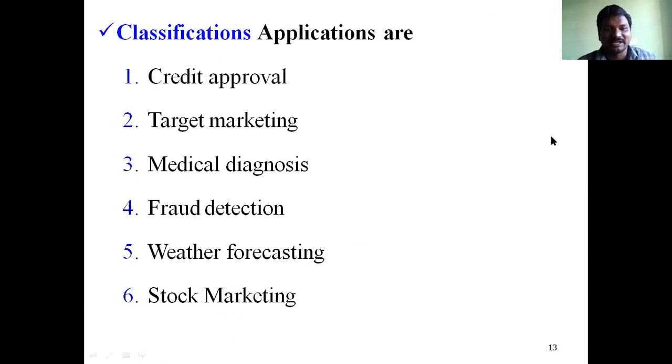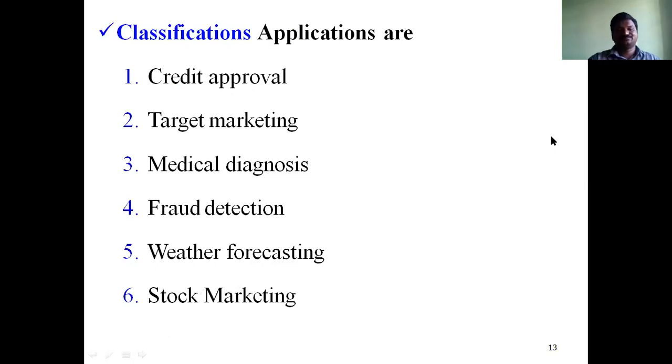Here are some applications of classification. Credit approval, that means whether this particular person will pay the loan or not. You have to estimate this by using a classification technique. Then target marketing, medical diagnosis, fraud detection. You gave a loan to the person, and whether that particular person pays the loan back, that kind of information. And then weather forecasting, stock market analysis, where the main intention is predicting the stock market.